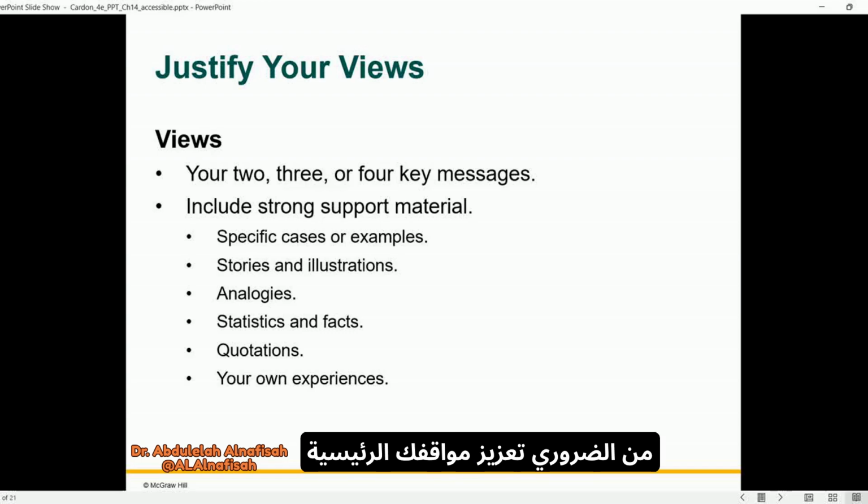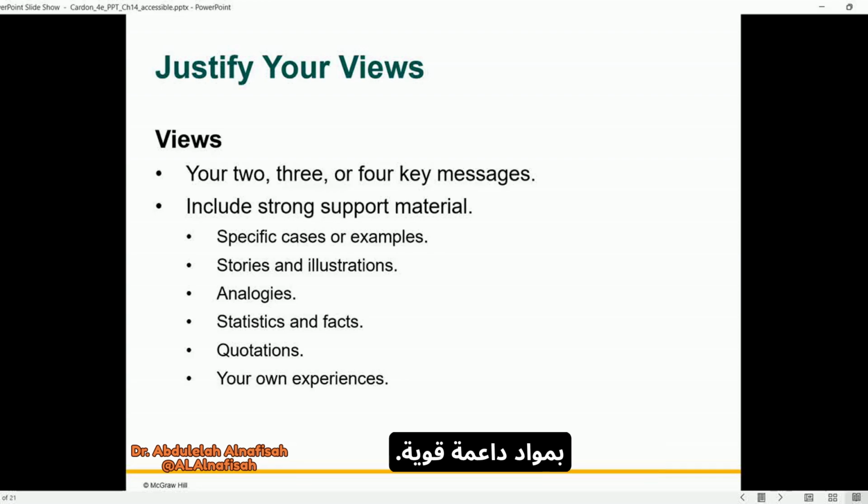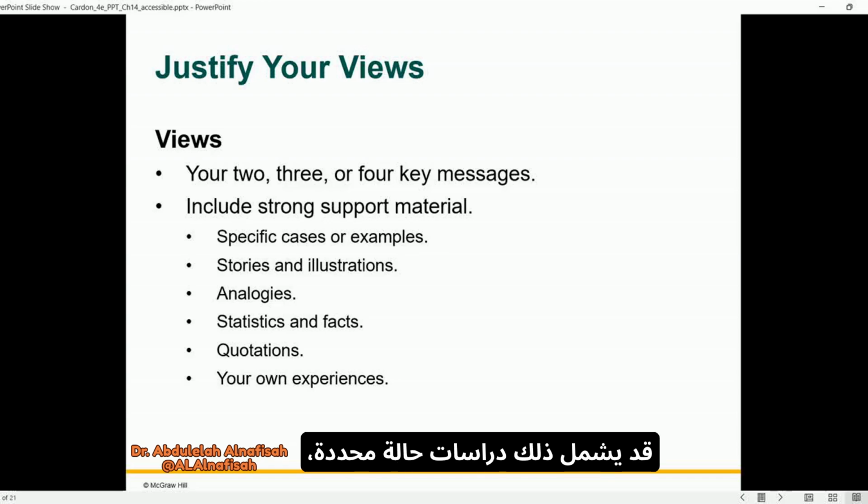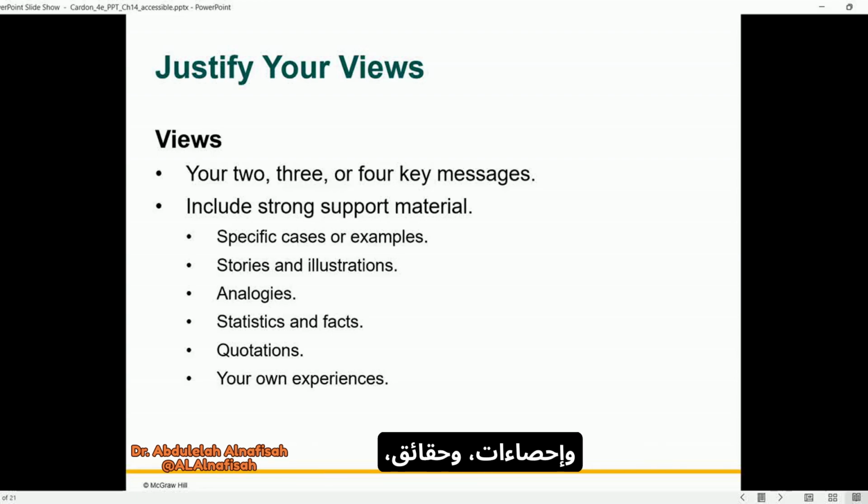Therefore, it is crucial to fortify your main positions with strong supporting material. This could include specific case studies, relevant anecdotes, analogies, statistics, facts, quotes from reputable sources, or insights from your own professional experiences.